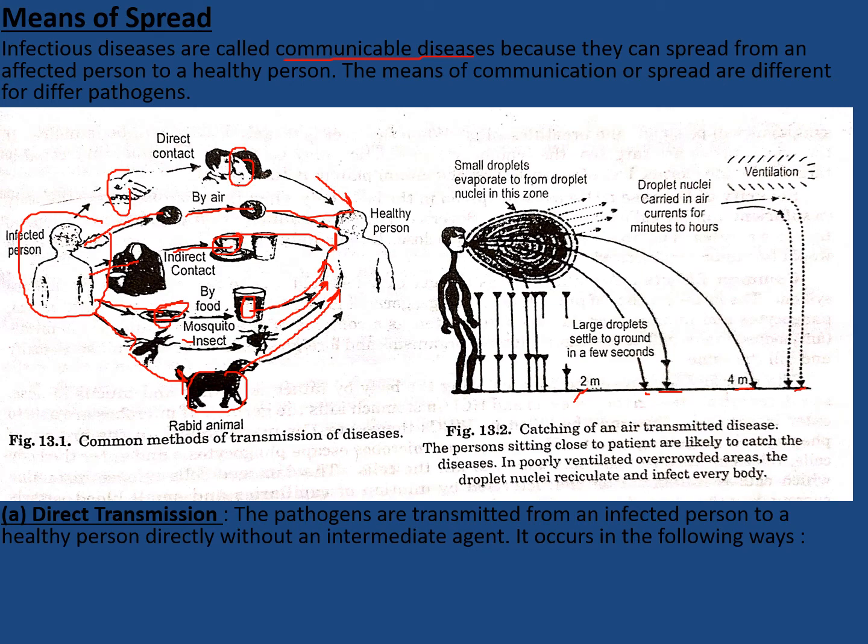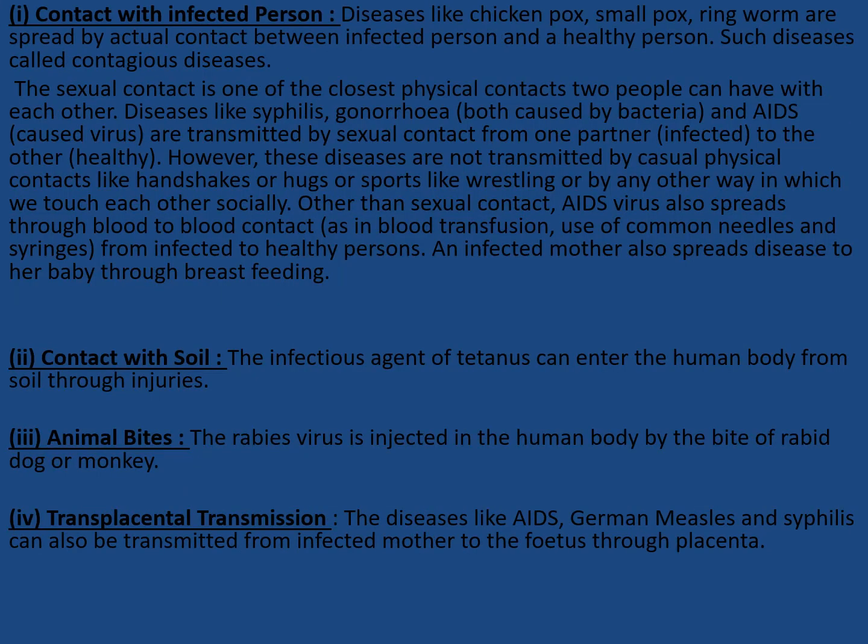Next is direct transmission. The pathogens are transmitted from an infected person to a healthy person directly without any intermediate agents. Look here, handshaking or deep kissing, that is directly transferred. It occurs in the following ways. Let's copy this down fast. I think not much, right? Okay, then next. Look here. What are they? That is contact with the infected person.